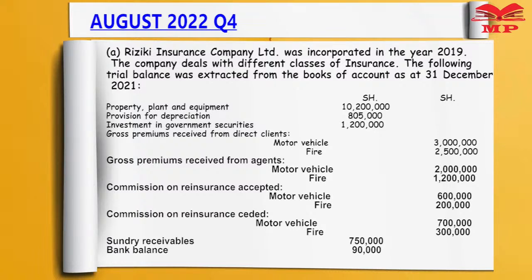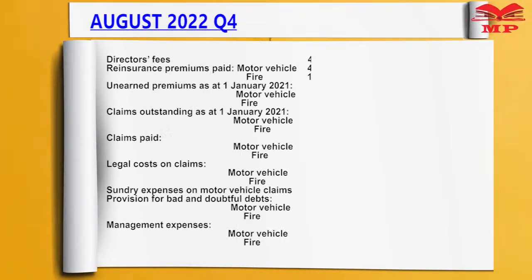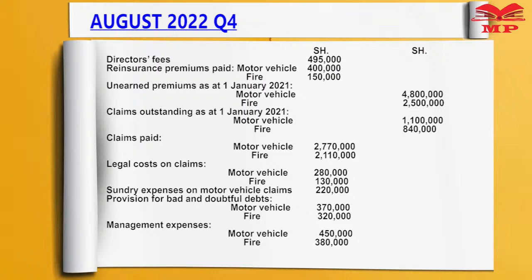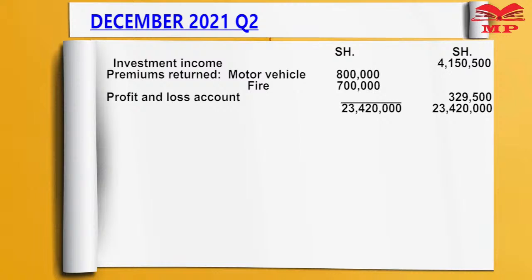Riziki Insurance Company Limited was incorporated in the year 2019. The company deals with different classes of insurance. The following trial balance was extracted from the books of account as of 31st December 2021. So we have a trial balance balancing at 23,420,000 shillings. So it is a trial balance, meaning it has balances of assets and liabilities, it has revenues, it has expenses and all that. So it is upon us, therefore, to separate the items that we need and only pick those that we shall use to answer the question.